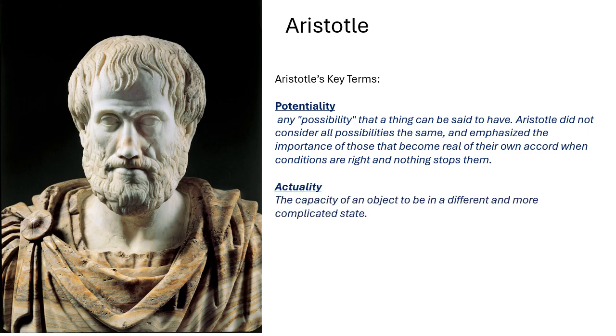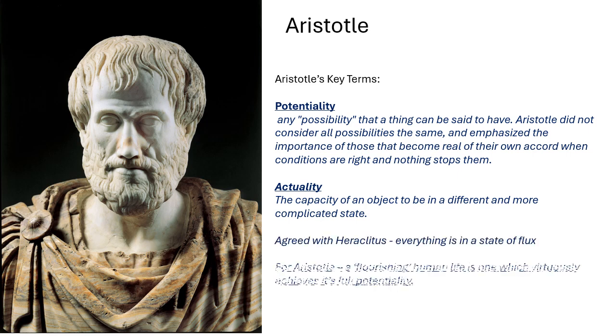And then actuality, the kind of capacity of an object to be in that state, to be in a more complicated state, where what it's actually doing. So he agreed with Heraclitus that everything is in a constant state of flux, moving from potentiality to actuality. So moving from one state to another complicated state, which then, by definition of the creature or the object, moves into a slightly more complicated state.